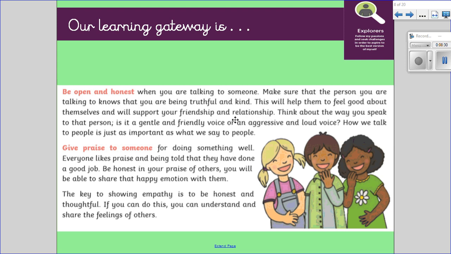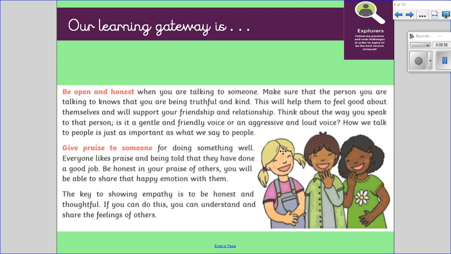Be open and honest. When you are talking to someone, make sure that the person you are talking to knows that you are being truthful and kind. This will help them to feel good about themselves and will support your friendship and relationship. Think about the way you speak to that person. Is it a gentle and friendly voice, or is it an aggressive and loud voice? How we talk to people is just as important as what we say to people.